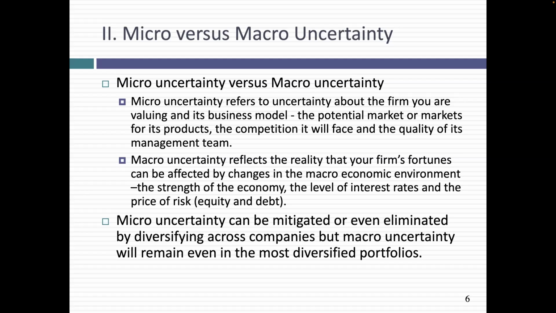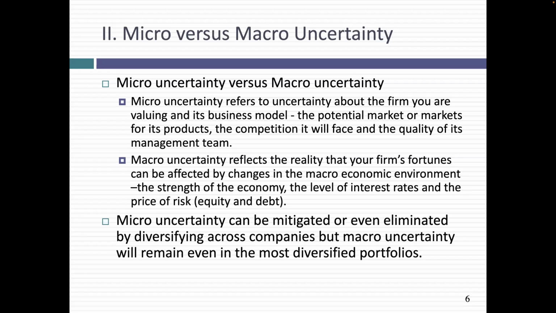What's the essence of micro uncertainties? Uncertainty specific to your company, right? Your management could do better than expected or worse than expected. Your business model could perform better than expected or worse than expected. And because it's specific to your company, it can cut in different directions for different companies. When you diversify, and you hold 20, 25, 30 companies, micro uncertainty should average out.